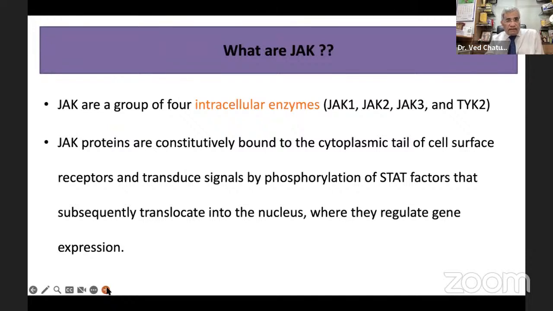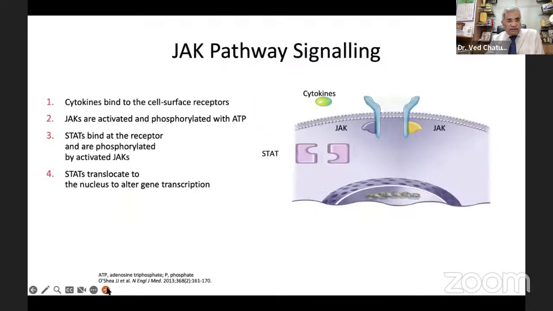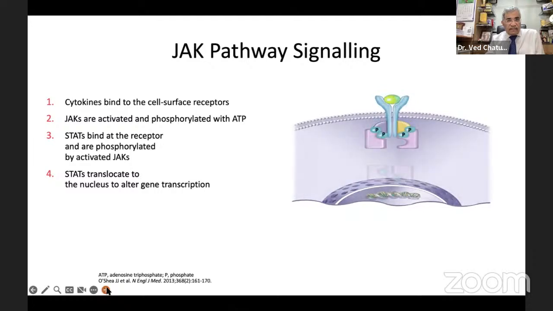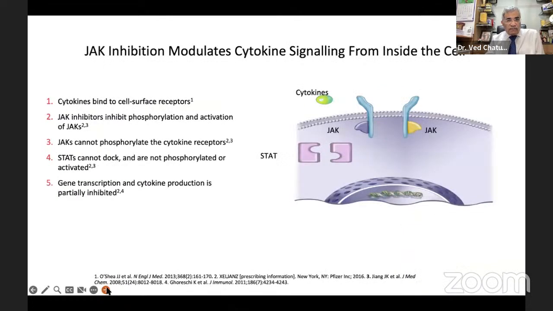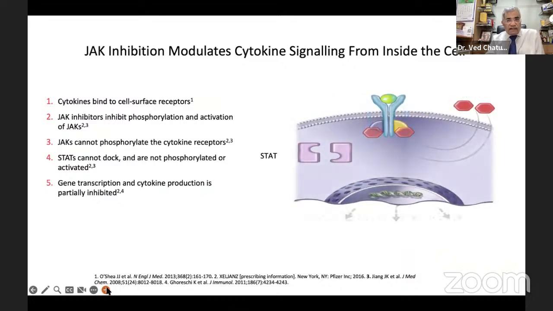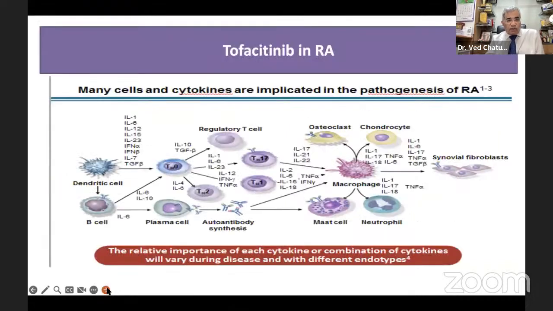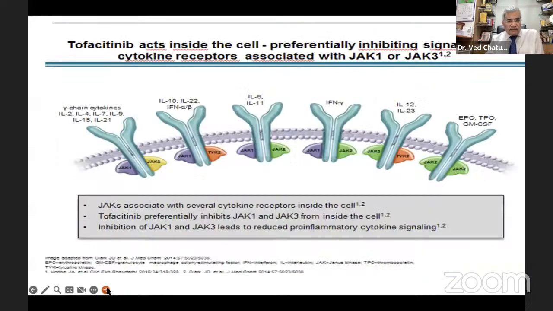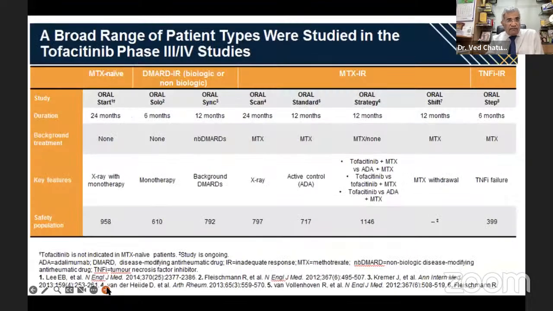As I said, there are JAK1, JAK2, JAK3, and TYK2. Generally, we target JAK1, JAK2, and JAK3. So this we can skip. I think we should not go into this, but that is how the JAK works: they activate the pathway, and we block that pathway. Inhibition of JAK1 and JAK3 is the main target.